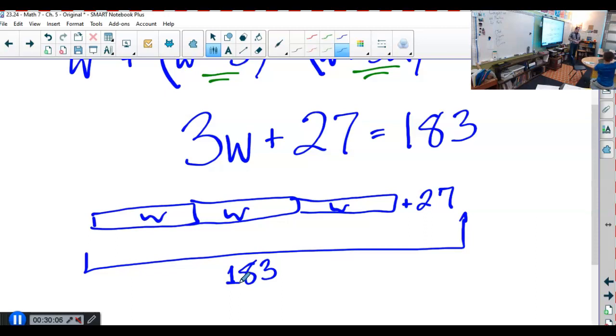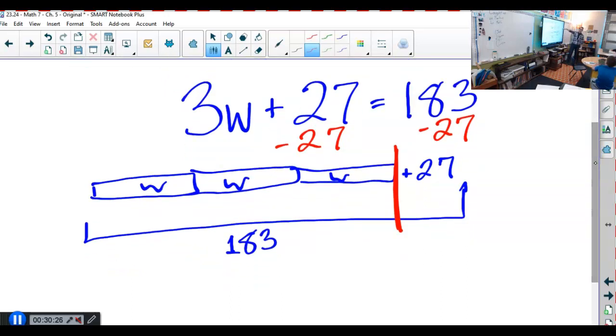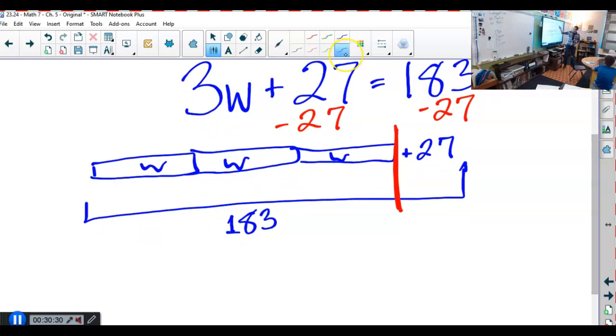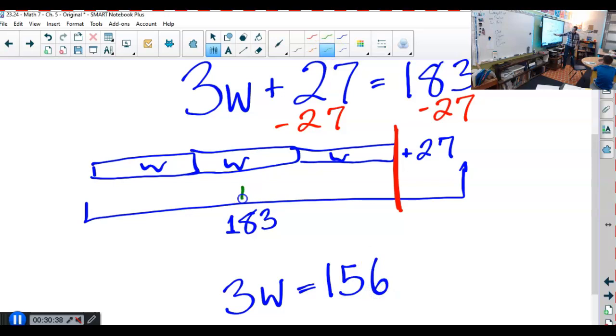So first we'll take out the 27, right? Yeah, let's cut off this extra 27. And guys, what you could write on your paper is what we're actually doing is minus 27, minus 27, because we're minusing 27 from both the top part and the bottom. So, okay, now we need to do 183 minus 27. I might need some calculator help from you guys. 156. So now 3W equals 156. So this section is now 156.